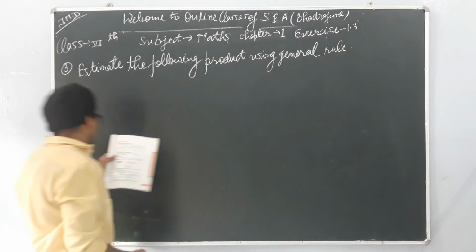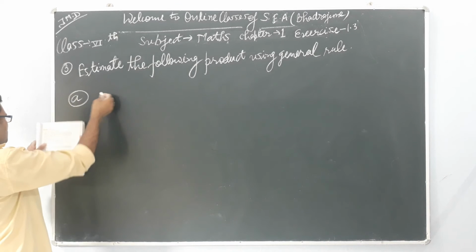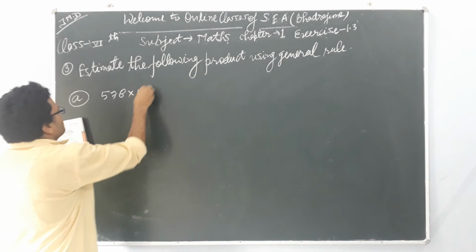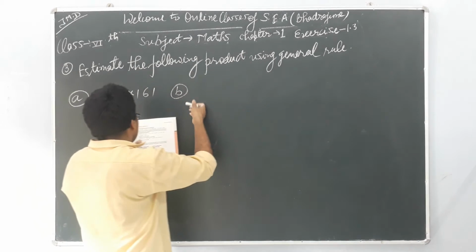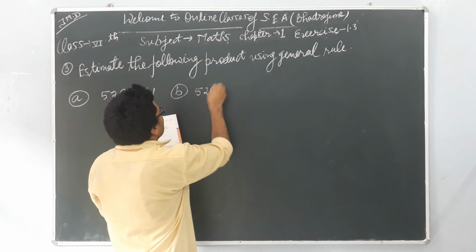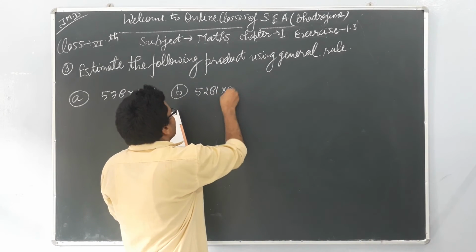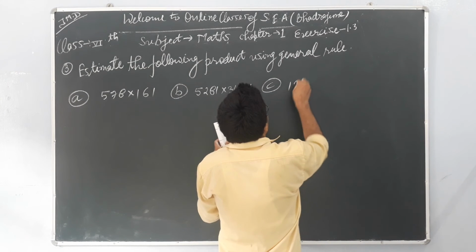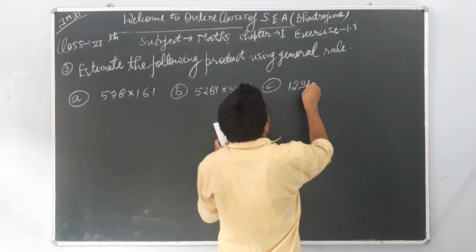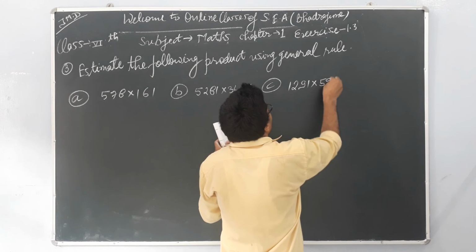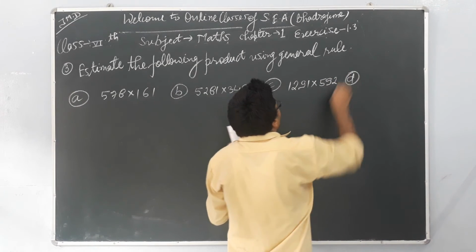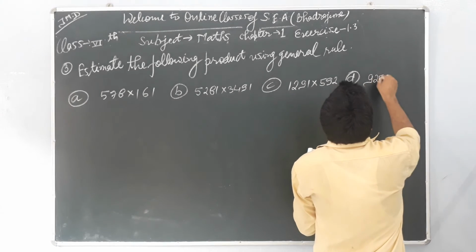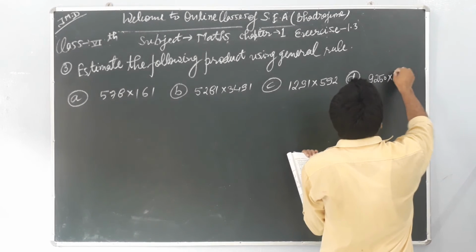Okay, our part A is 578 multiplied with 161. Our part B is 5281 multiplied with 3491. Part C is 1291 multiplied with 592. Our part D is, what is our part D? Part D is 9250 multiplied with 29.